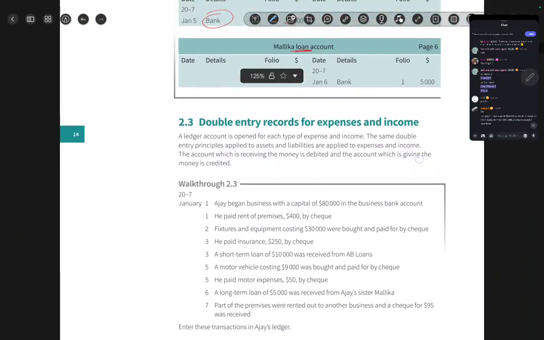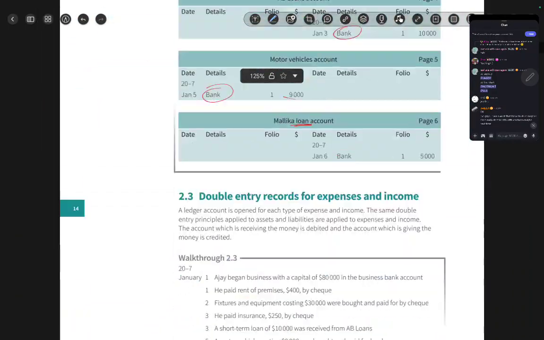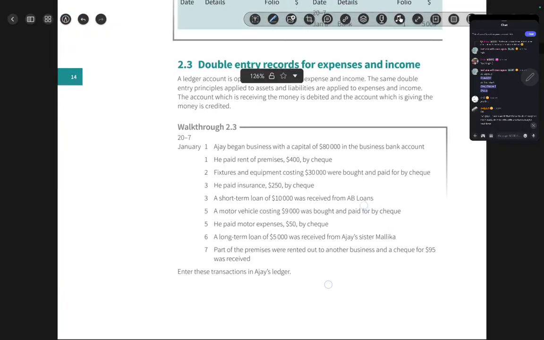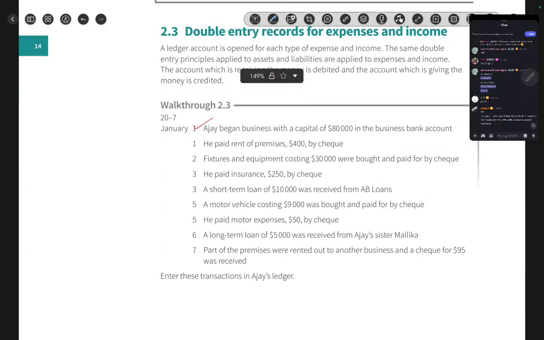All right, double entry for expense and income. We won't go as deeply, but we'll just go through it. Began business, it's again repeating. Paid rent for premises. So he paid rent using bank, using check. Okay, so what happens to his bank account? It decreases. The total amount in your bank balance decreases.